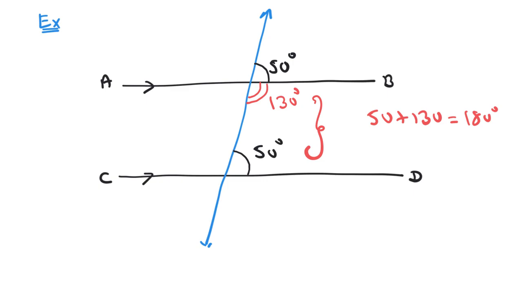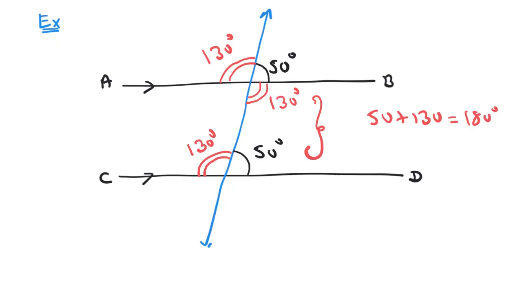If this is 130, can you tell me what will be this angle? It will be 130 degrees. Good. Why? Because they are vertically opposite angles. Fine. If this is 130 degrees, can you tell me what will be this angle? It will be 130 degrees. Good. Why? Because they are alternate interior angles.